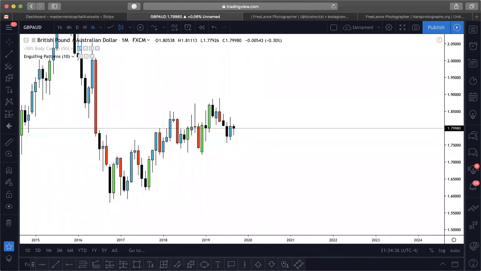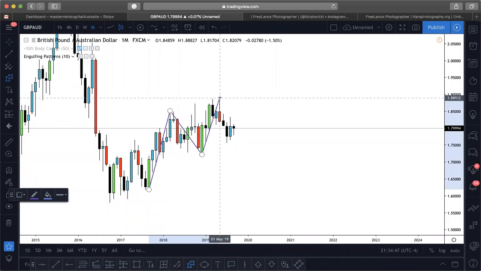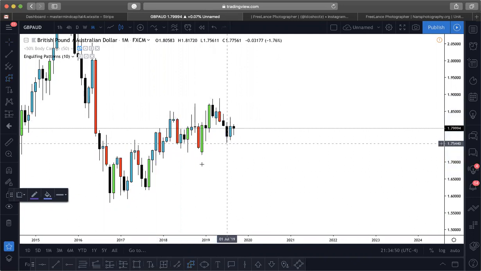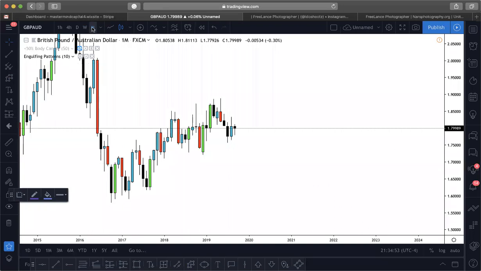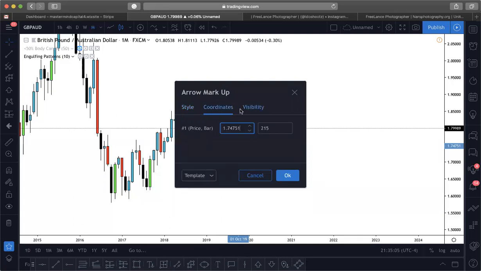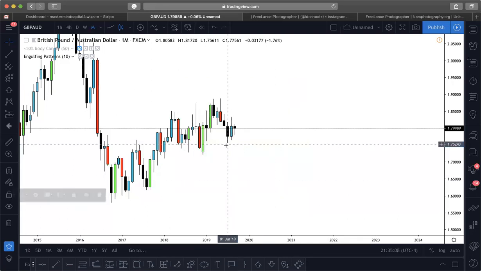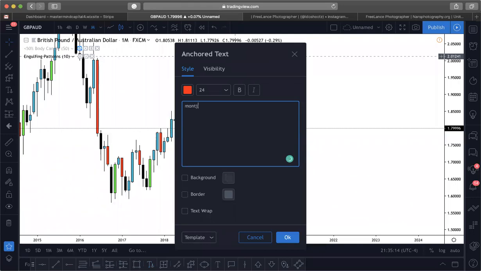So we could assume that this was an impulse, and then this was a pullback, and then this was an impulse, and now this is currently a pullback. So now that we know that the monthly is up, we'll put out the arrow. Let's see if I can label this. Can't label that. All right, we'll just make a little note. Monthly.